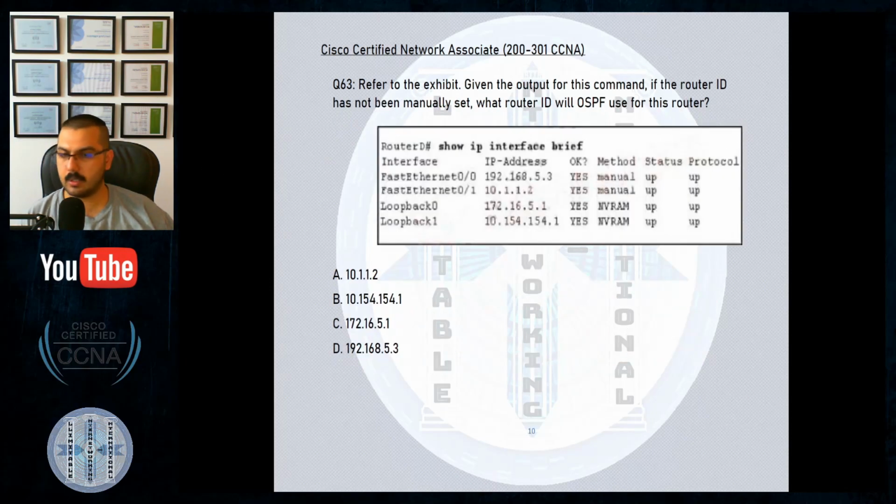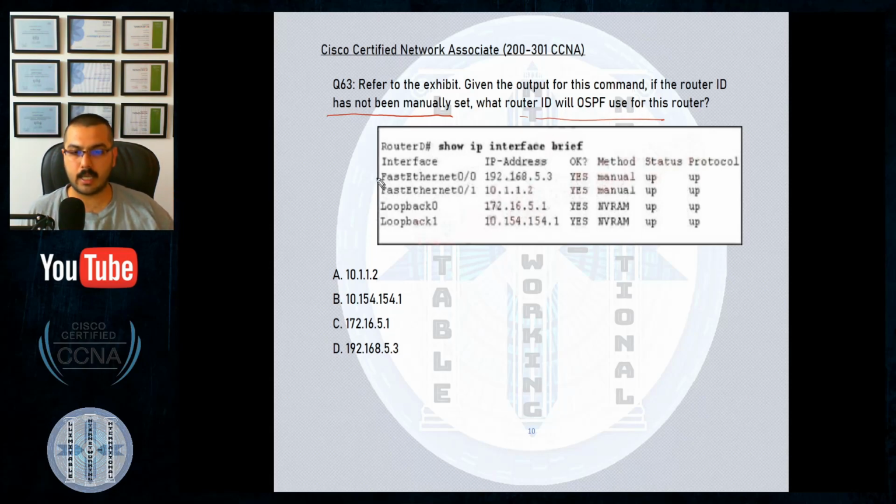Question number 63. Given the output of the command show ip interface brief, if the router ID has not been set manually, what will be the router ID? Three rules for the OSPF router ID. Number one, a manually specified router ID, which is not the case here because it's not set. Number two, the highest configured loopback address. Number three, in the absence of loopback addresses, the highest configured interface IP address.